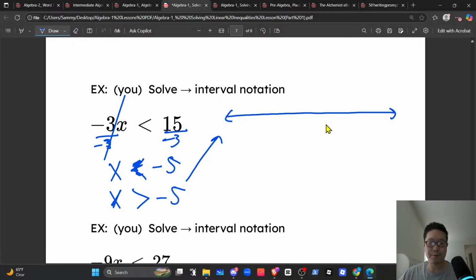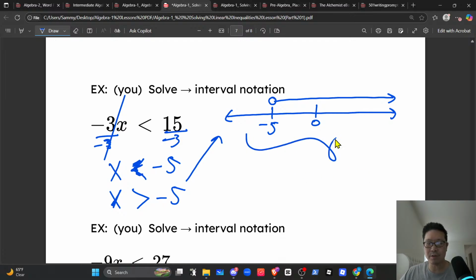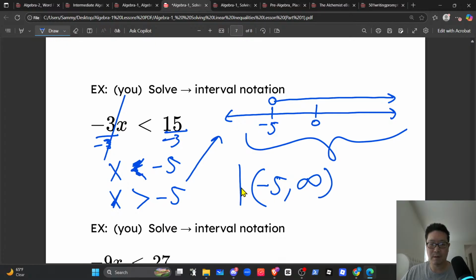On the number line, we have 0 there, and negative 5. It would be all numbers greater than negative 5, so I'm going to draw an open circle and point all the way to positive infinity. In interval notation, this would be negative 5. So you start with the negative 5, you start from the left, parentheses, positive infinity. And that's going to be your answer in interval notation.